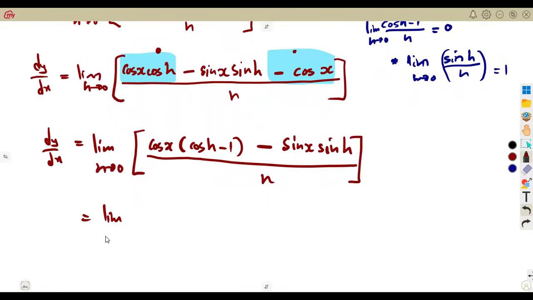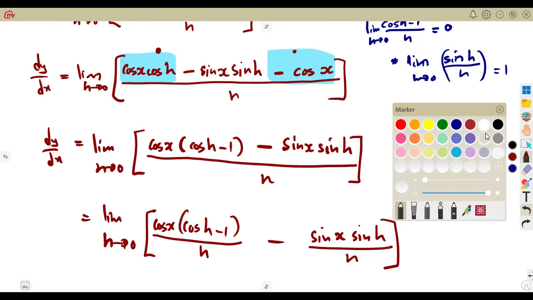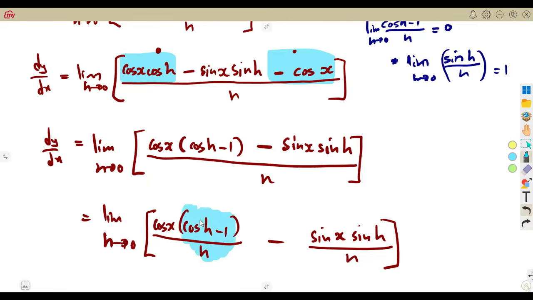So this will be the limit as h approaches 0. We separate the first part. It's going to be cos x into (cos h minus 1) over h, minus this part also separated with h, so it's going to be sin x, sin h over h. We have those limits into consideration. Cos h minus 1 over h, we can see it. The sin h over h, we can see it.